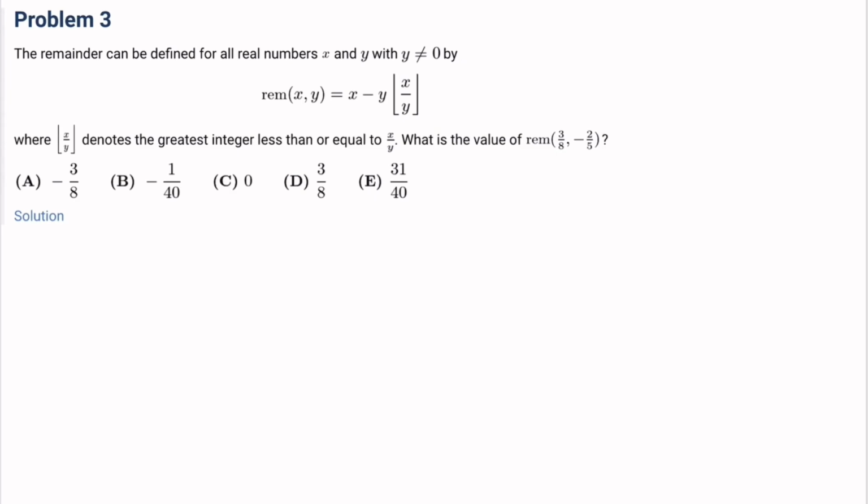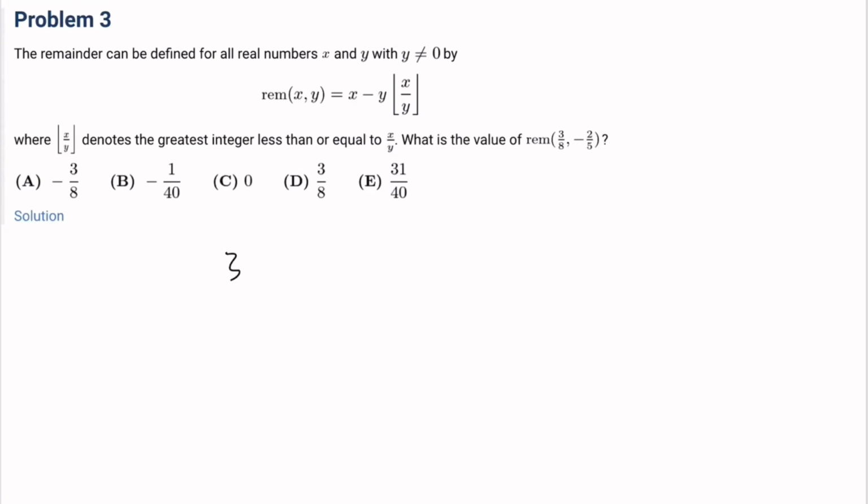Number 3, the remainder can be defined for all real numbers x and y with y not 0 by remainder of x and y equals this thing, where the floor of x over y denotes the greatest integer less than or equal to x over y. What is the value of this thing? Okay, so we can just plug them in there.